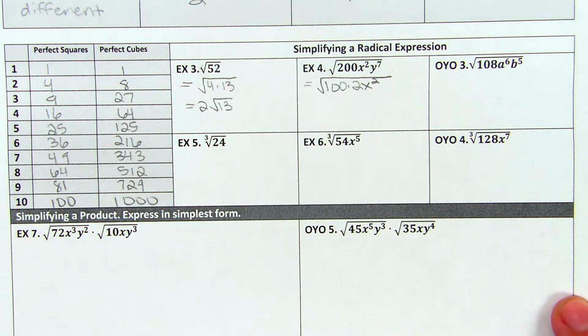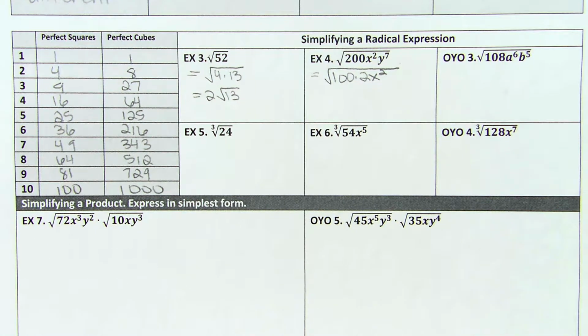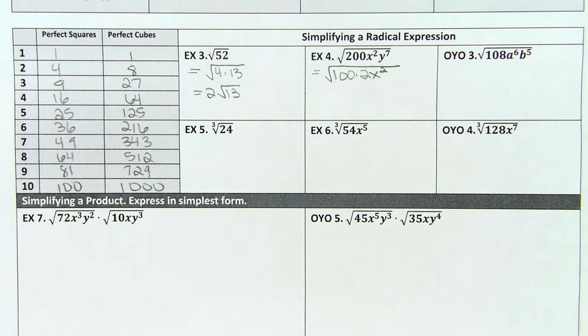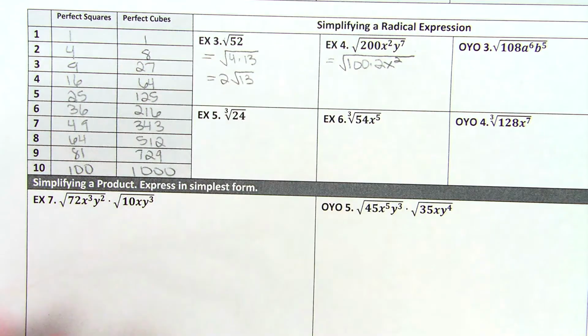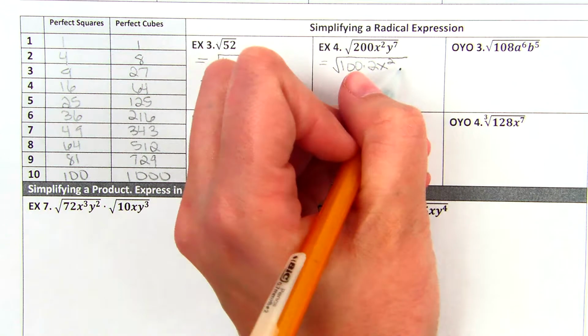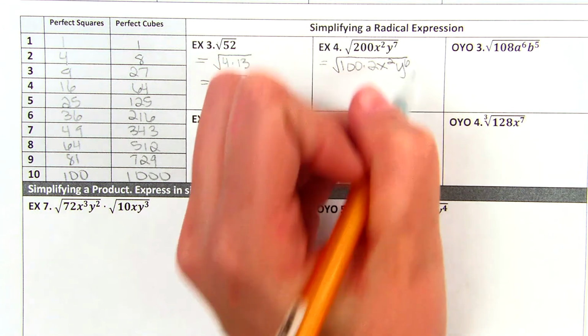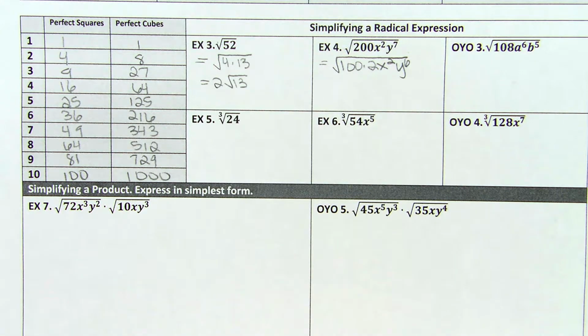Now y to the 7th. 7 is not a multiple of 2. So it doesn't work out perfectly. What we want to think about is what would the largest multiple of 2 be that is less than 7? Should be 6. So what we're going to do is we're going to write y to the 6th. Now how many y's are left?